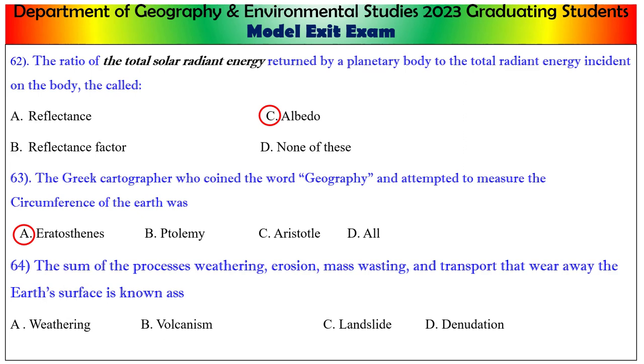Volcanism is one of the internal processes. It is related to the movement of liquid magma in the second layer to the surface of the earth. So volcanism is also an internal process. Landslide is the movement of parts of the land due to gravitational force or any other physical and other factors. Denudation is simply a combination of weathering, erosion, mass wasting and transport. Therefore, the answer is denudation. So denudation includes weathering, erosion and mass wasting. So the answer is D.